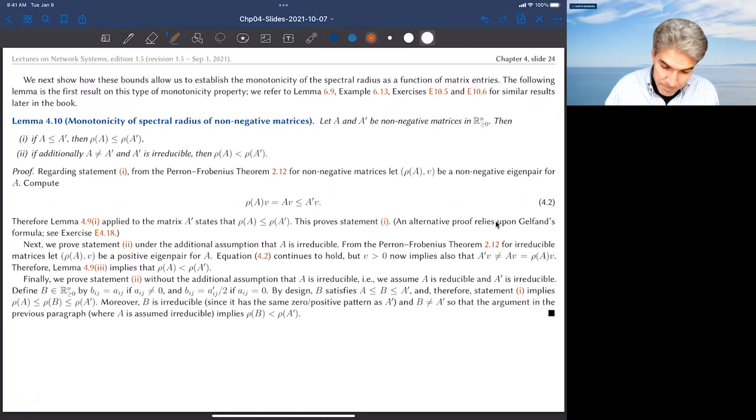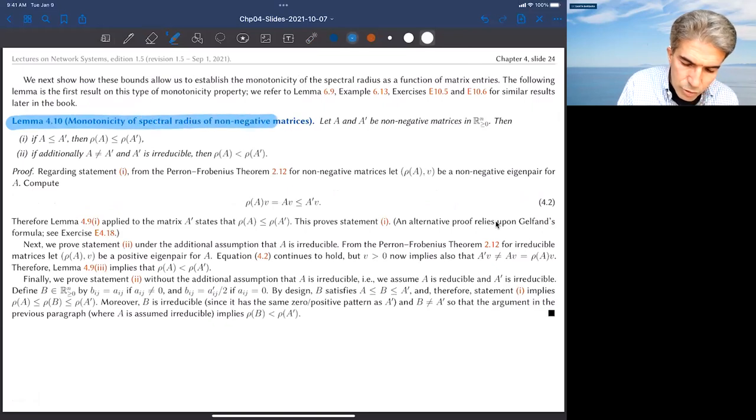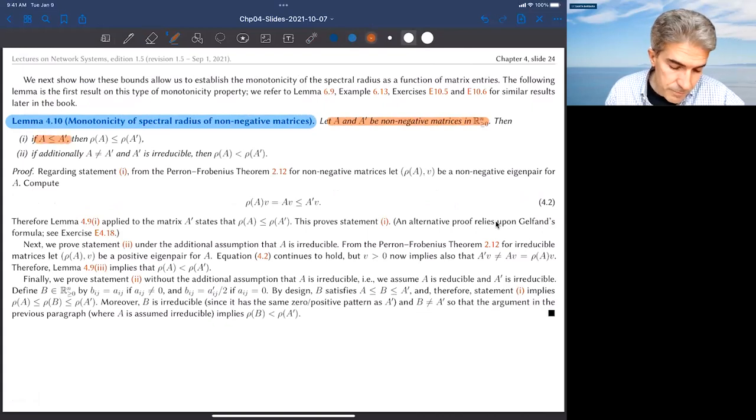Now, here's another monotonicity property of my matrices, and this is a crowded slide, but forgive me. I'm only going to talk about the lemma. We're not going to talk about the proof, of course. And so essentially, here's another different monotonicity property. It goes like this. Suppose that you have two non-negative matrices and one is greater than or equal to the other entry-wise. If A prime is greater than or equal to A entry-wise, then rho has the same property. So rho is monotonic in the entries of A.